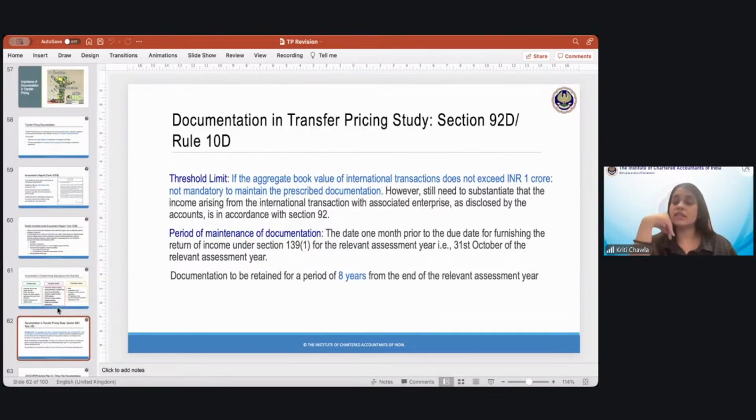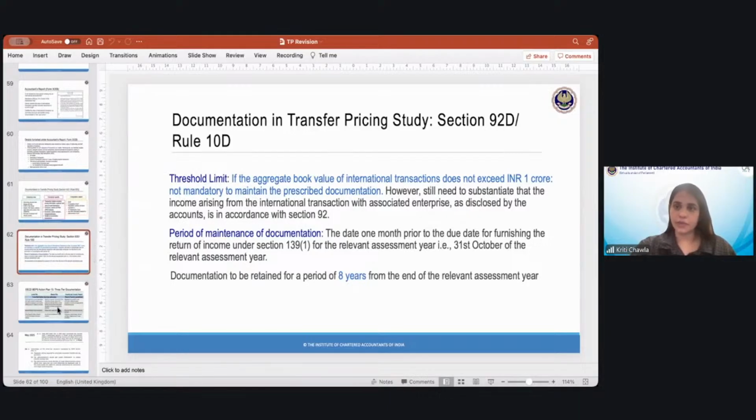But this document has a threshold limit. If the aggregate value or the book value of international transactions does not exceed 1 crore, then it's not mandatory. But if it exceeds, then this particular document is mandatory to be filled.